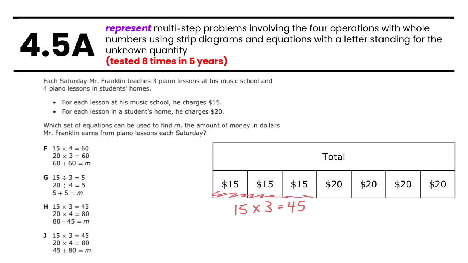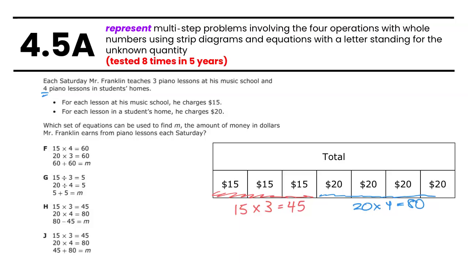We then go on to see that for each lesson in a student's home, Mr. Franklin charges $20, and that he gives 4 of those lessons in students' homes each Saturday. And so that's why we have here the 4 boxes that all have a 20 in them. And so in order to find the total from the lessons that Mr. Franklin gives in a student's home, we would multiply 20 by 4, which would give us 80.